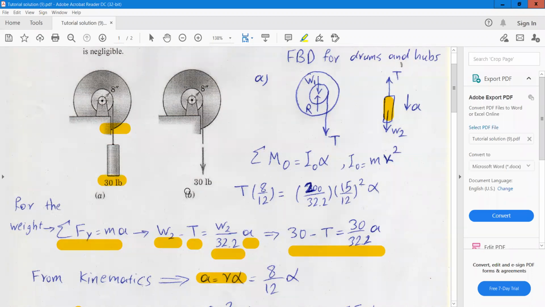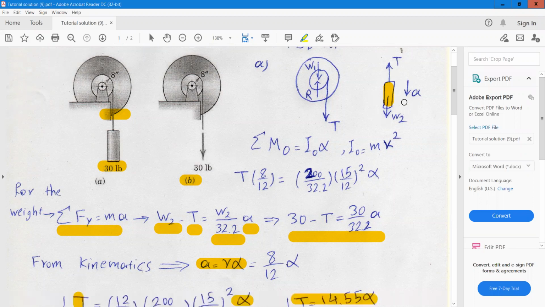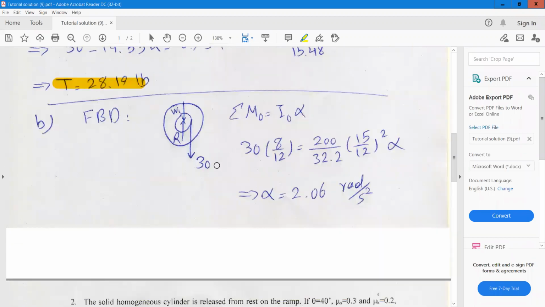But for the second case, case B, it's easier. I mean, you don't need to write the free body diagram and equation for the weight. Easily with one equation, you can obtain the acceleration because we know that the tension in the cable is 30 pounds. So you can write the moment equation again. We have I_O, the mass moment of inertia about the mass center. So we will have 30. This time we know that tension is 30 times its R, which is 8 divided by 12. And we only have one unknown, which is the acceleration of this pulley. And the acceleration is 2.06.